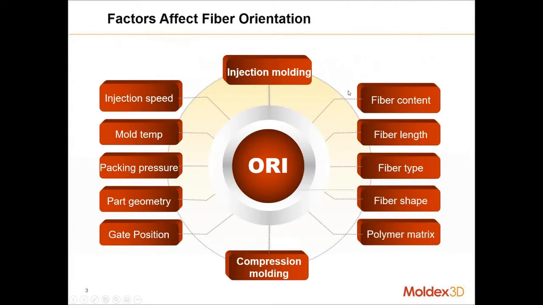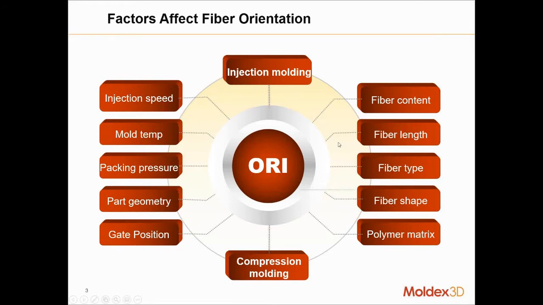Now there's a bunch of factors that affect the fiber orientation. Really, any of the traditional processing specs, things like injection speed, your temperatures, the amount of pressure that you apply, the geometry itself, and the location of the gate with respect to the part geometry. These can all impact the fiber orientation.